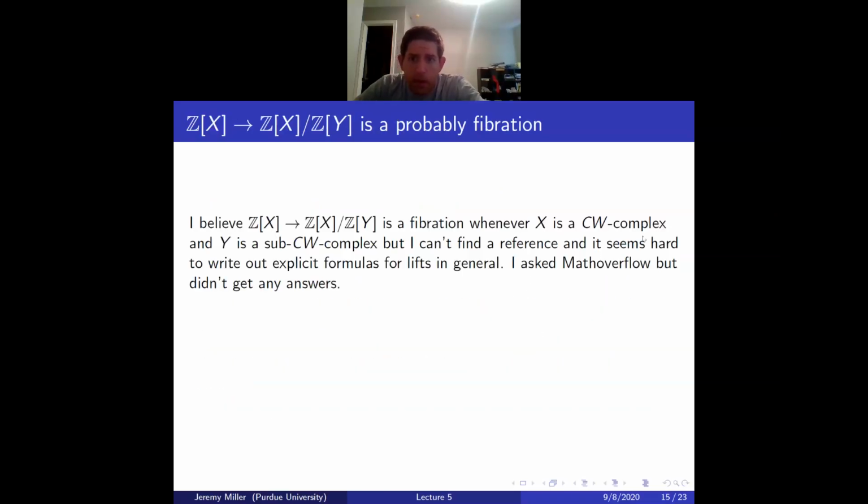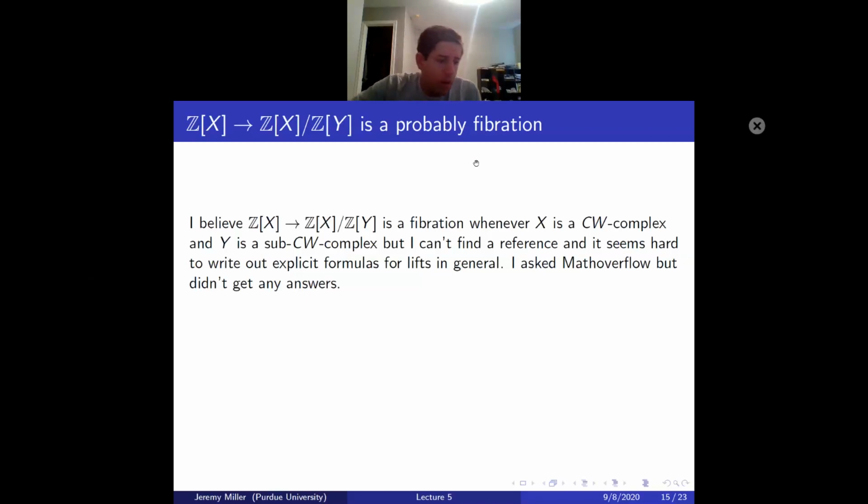Okay, so I believe in general that this map is going to be a fibration, but there aren't any references, and it seems hard to just write down an explicit formula. Anything you can think of seems to lift, but yeah. So if anyone sees how to prove by hand that this map's a fibration, we should write it up and send this to some quasi-expository journal.